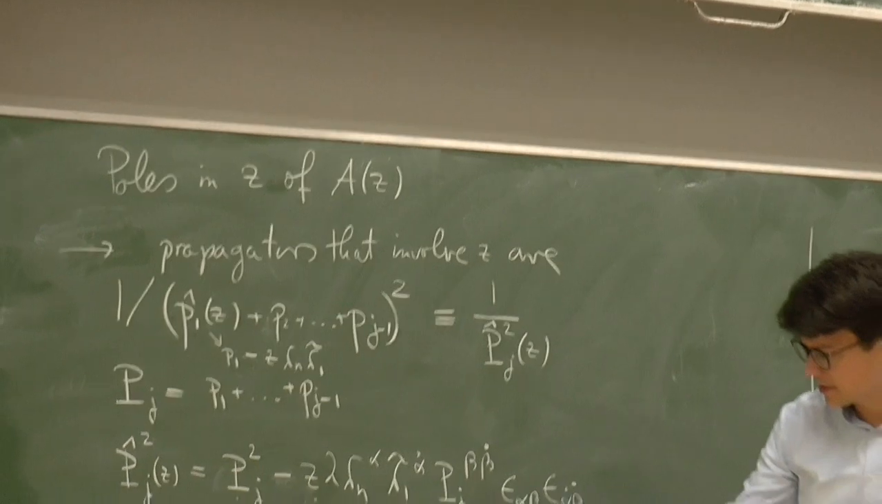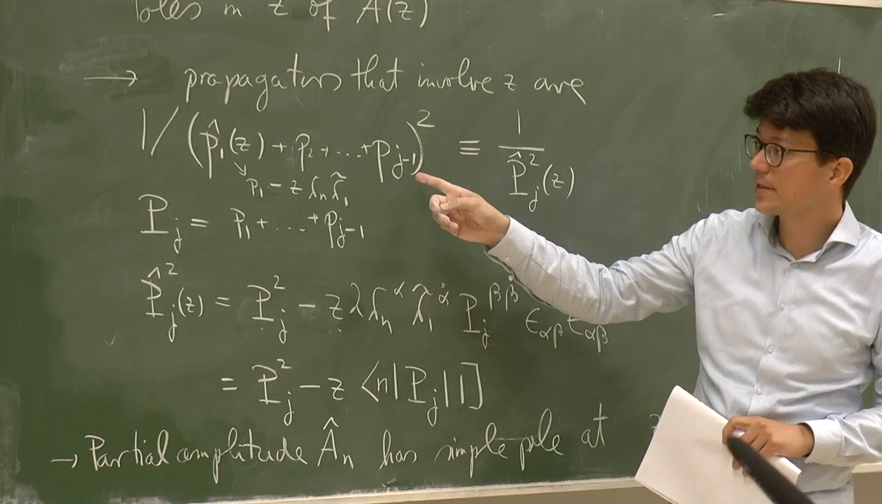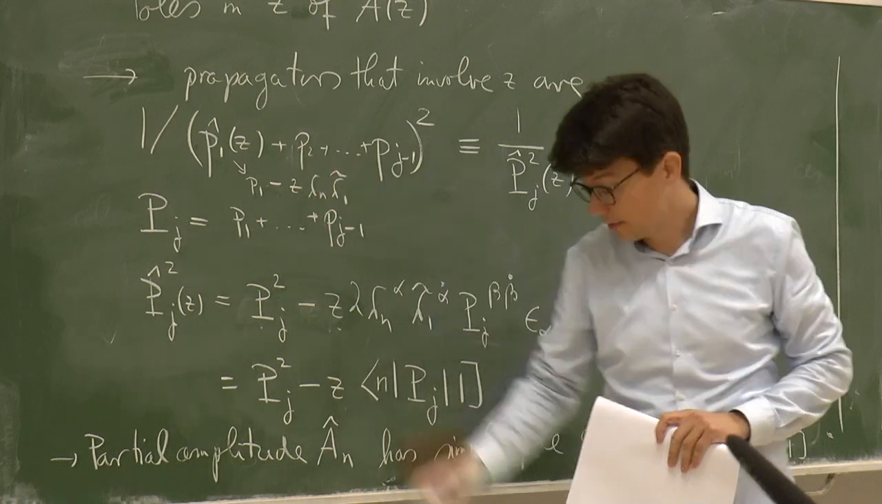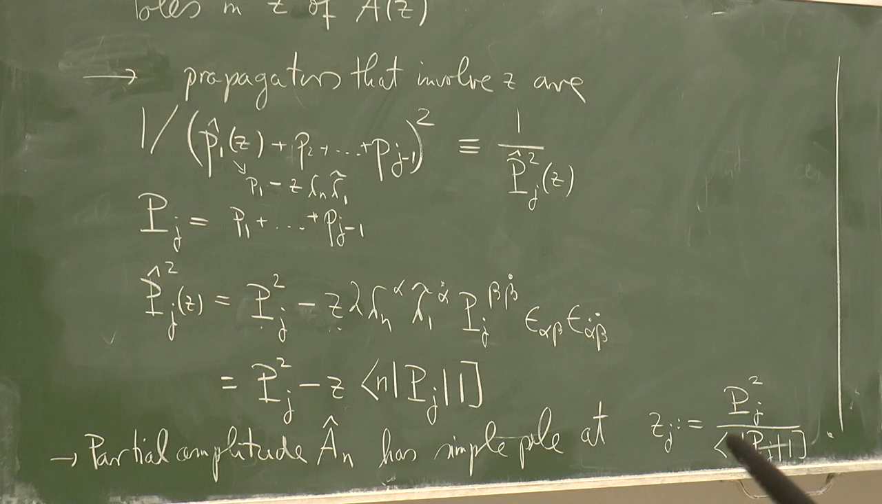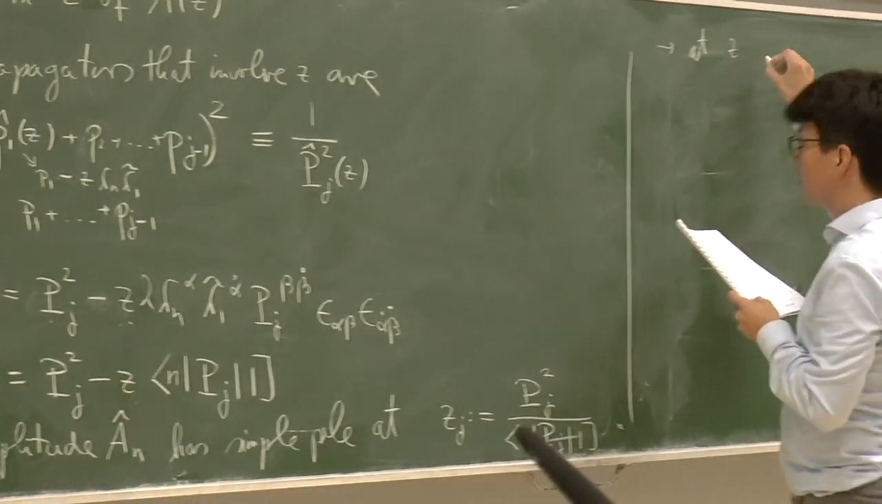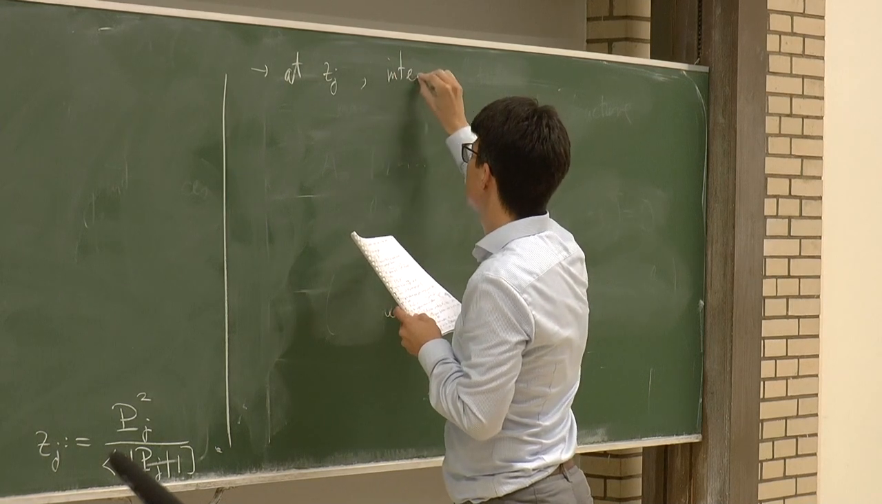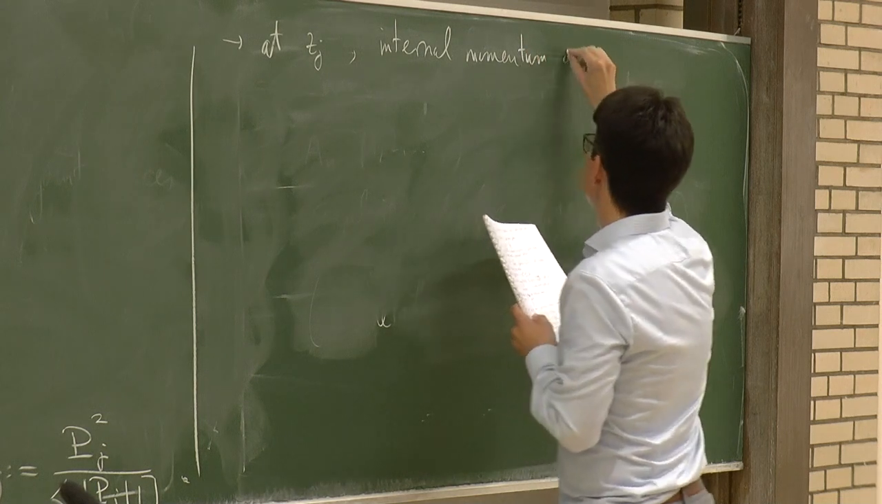Now, what happens at this pole? Well, by construction, at this pole this internal momentum squared is 0, so we can interpret this as some internal particle that goes on shell. So at Z_j, the internal momentum goes on shell.